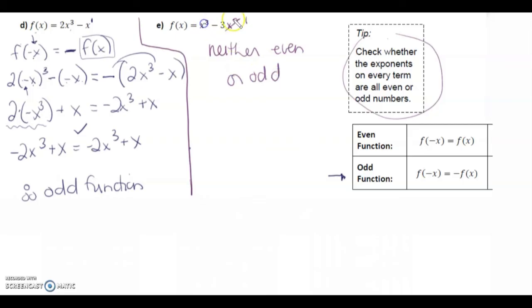Okay, these clearly don't have even exponents, and although the x cubed has an odd exponent, the term negative 3 is a constant, so therefore it's not symmetric about the origin. So this one's simply neither even nor odd.